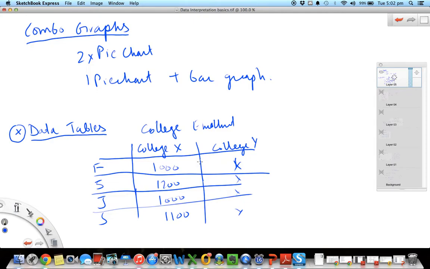All right, so that concludes the basic introduction of data interpretation. And in the next part of this lesson, we will do some actual examples to give you an idea of how GRE will test you on this information.